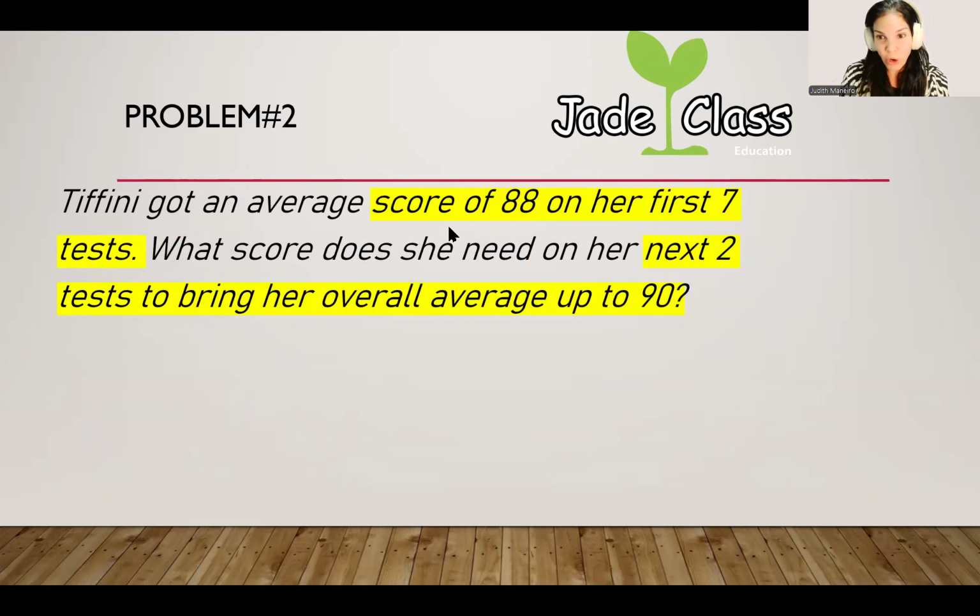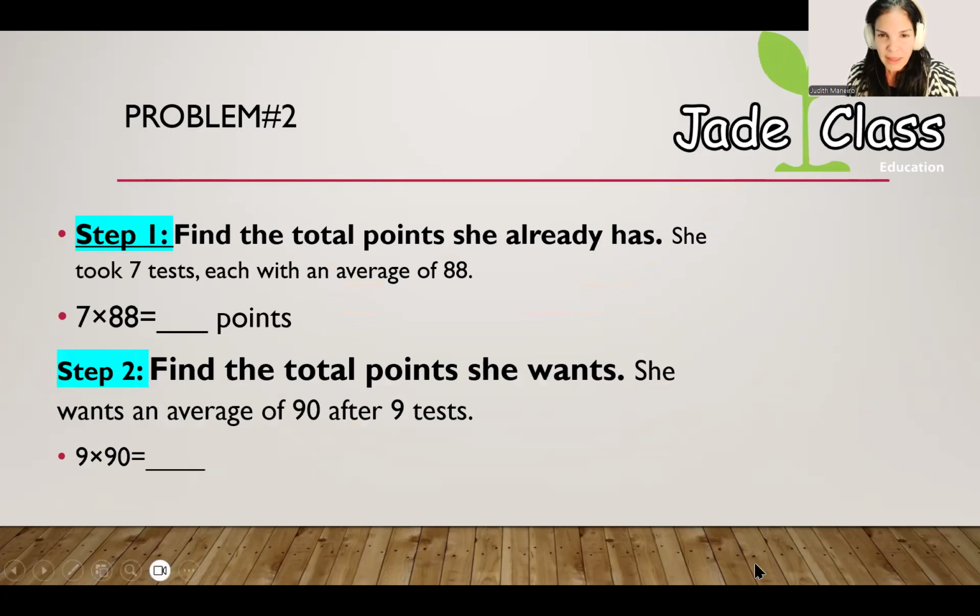Tiffany got an average score of 88 on her first 7 tests. What score does she need to get on her next 2 tests to bring her overall average up to 90? So the first thing we're going to do is we always have to highlight the important stuff. 88 on her first 7 tests. Any number that you see that is important for us to use and to solve the problem, we always need to highlight it.